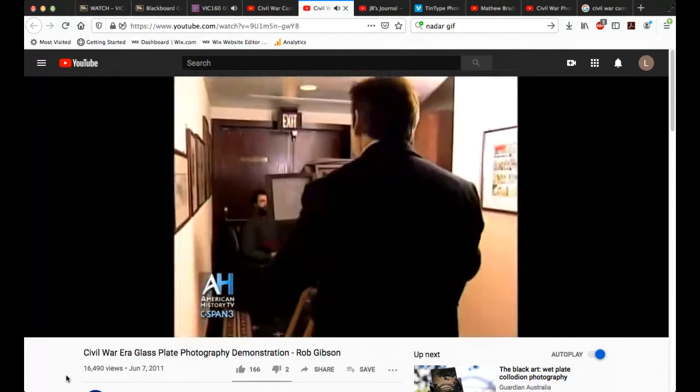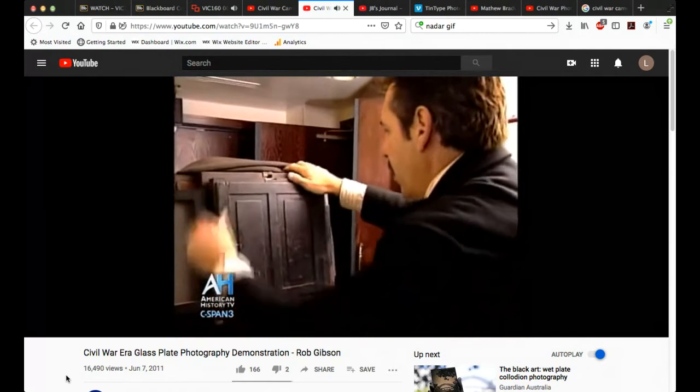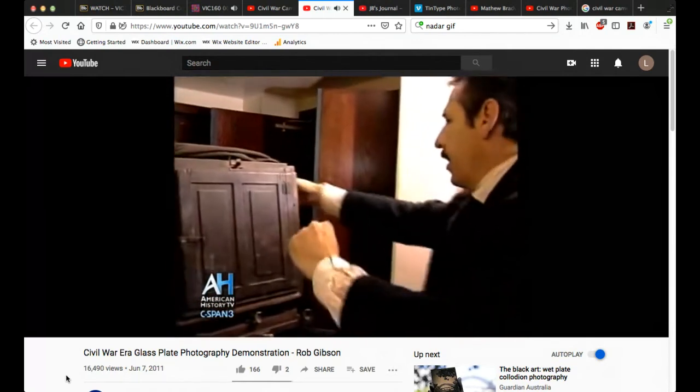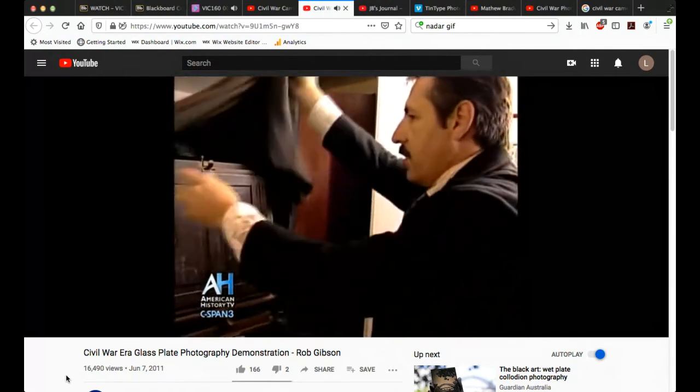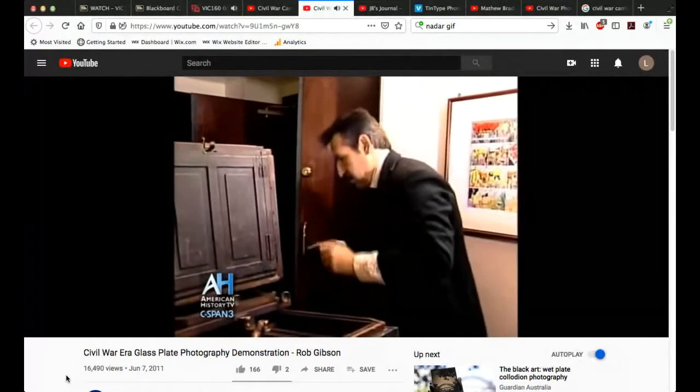Okay, now we have our sensitized plate. As you can see, the plate holder snaps on the back of the camera. And now that glass plate is in the exact same position that the focusing glass was when we first focused our image.